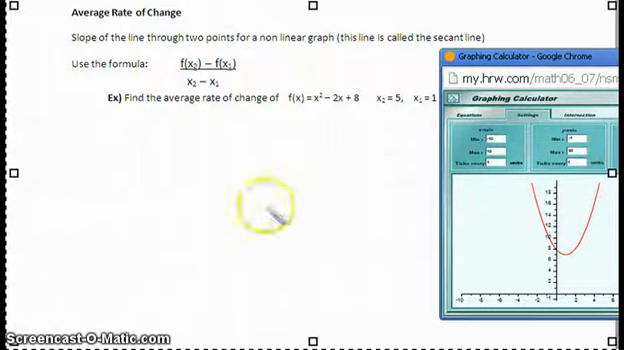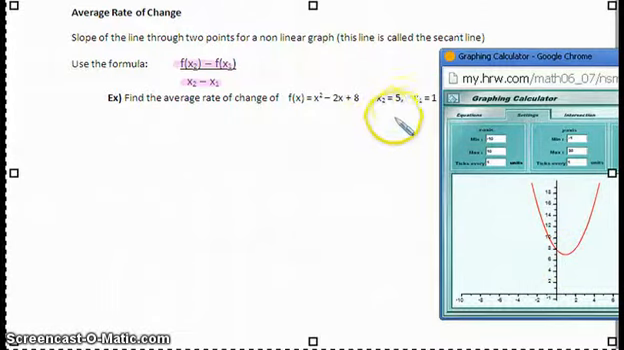The next concept we're going to talk about is something that you're going to use quite a bit when you get to calculus, and it's called the average rate of change formula. So here's the formula. And what the average rate of change will help us do, it'll help us take a graph that is nonlinear, for example, this parabola, and it will allow you to be able to find the slope of that graph.